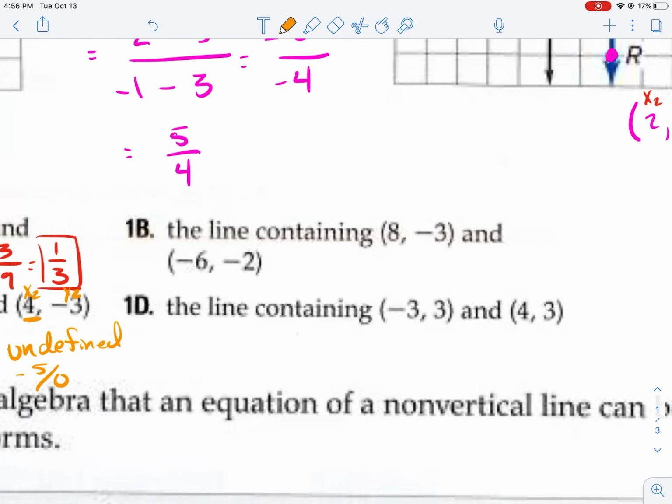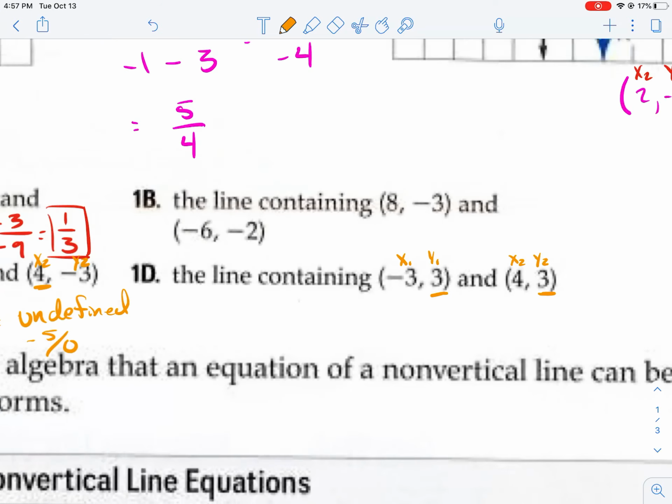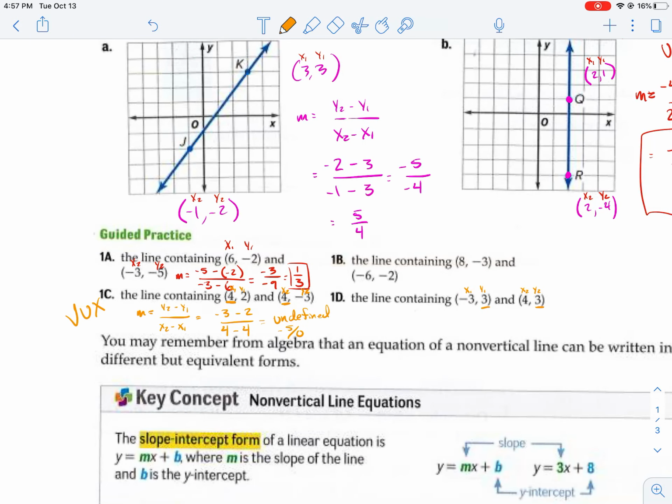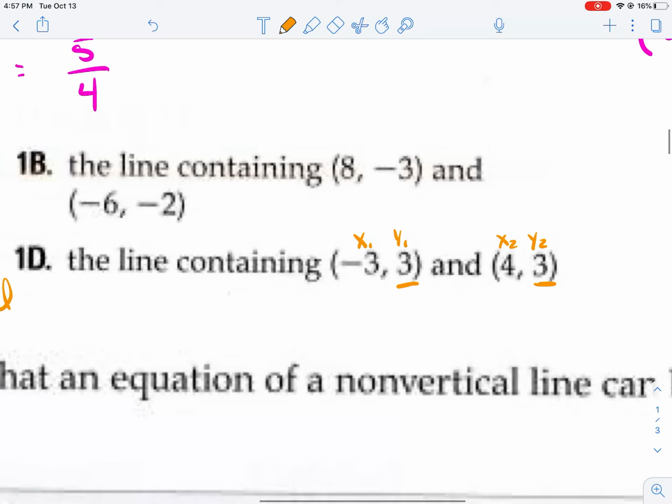Now going over to this one, I'm just going to do this one for fun. If you notice, our y values are the same here. So it's kind of different than this one, where our x values were the same. In this one, our y values are the same. Let's see if that rings any bells here.